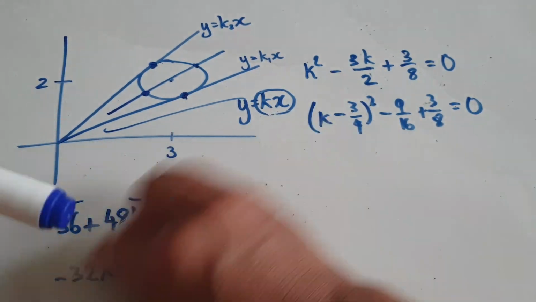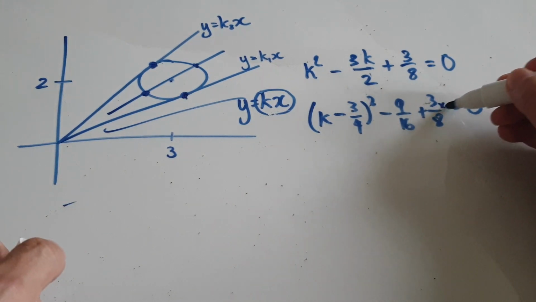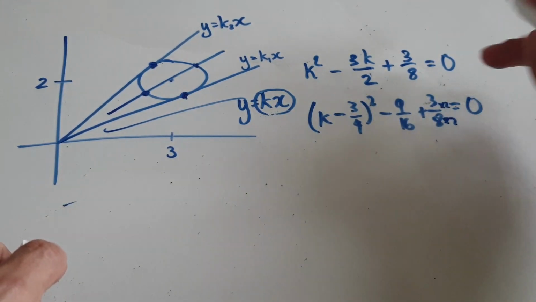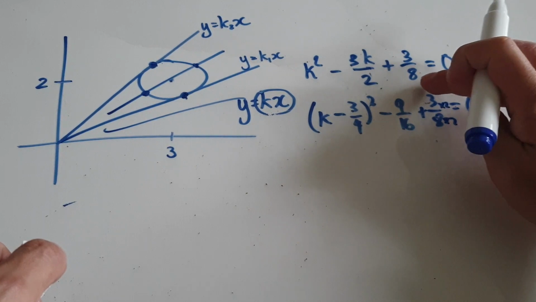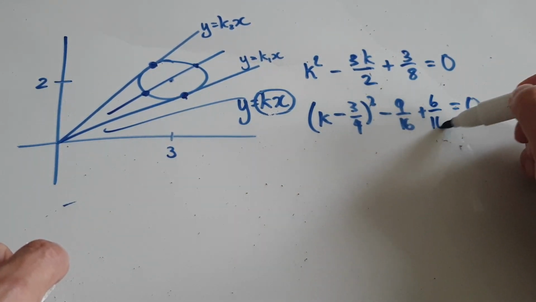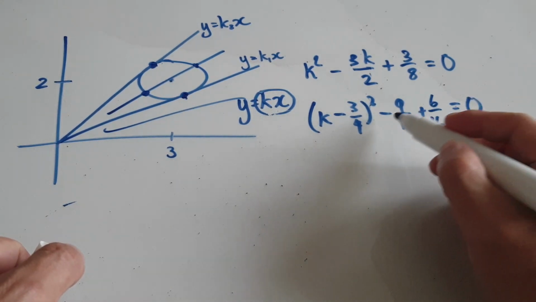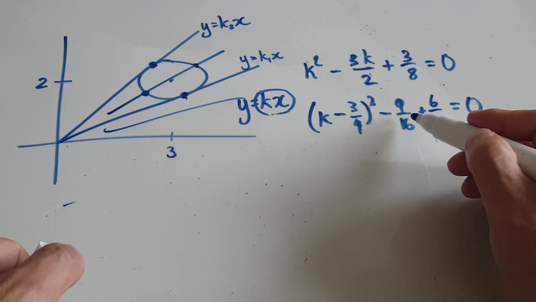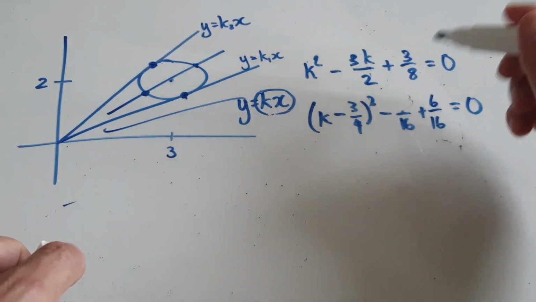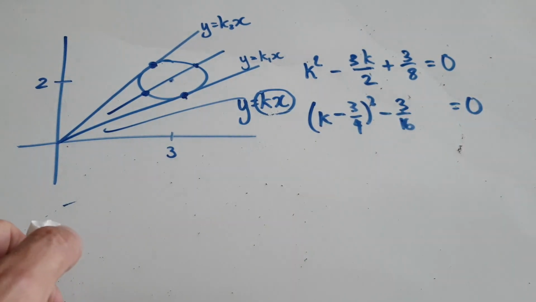I want a single number, so I want to merge them together. So I'm going to times top and bottom by 2. So that would be 6 over 16. So now it's a single number, so that would be negative 3 over 16.